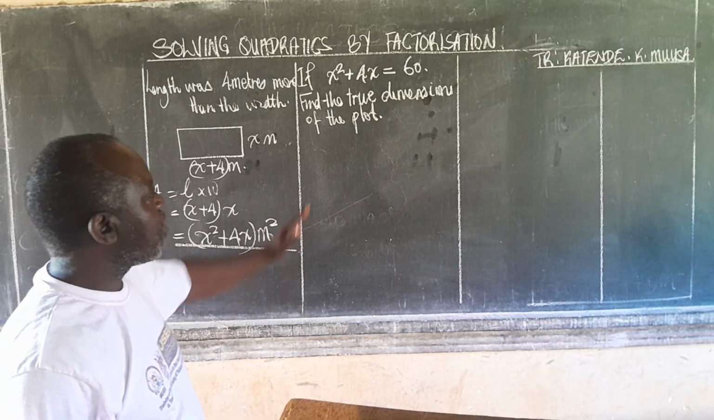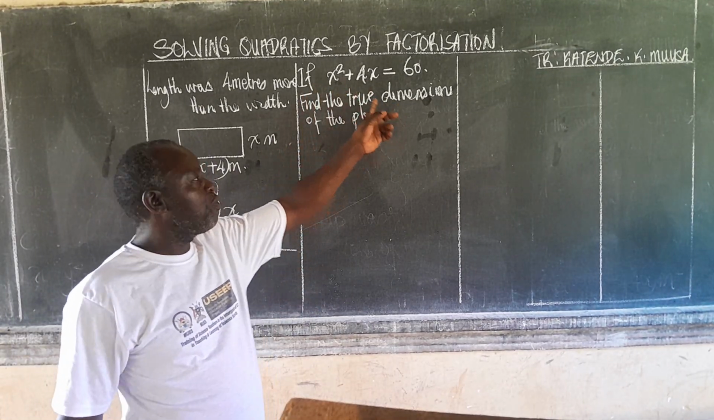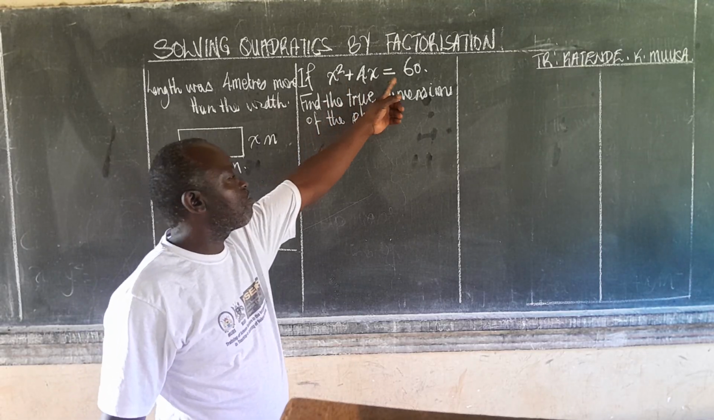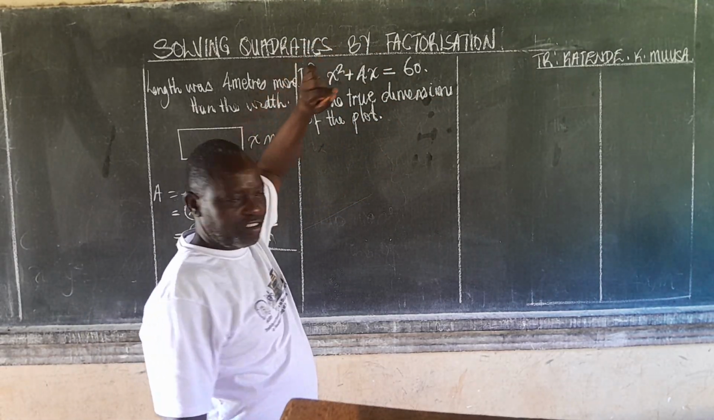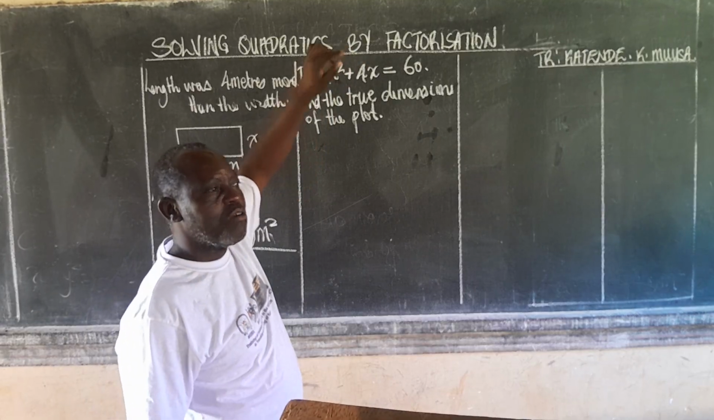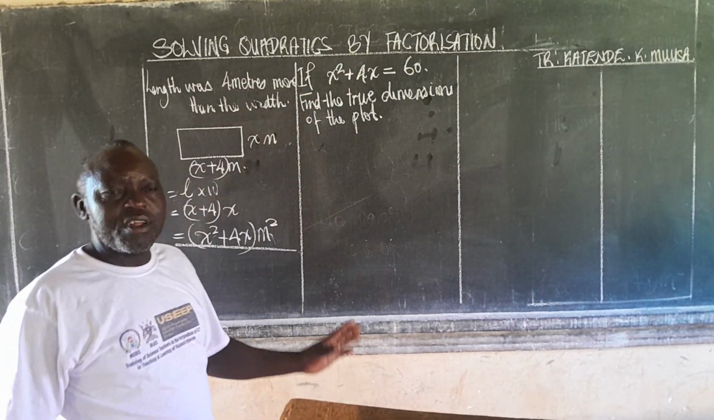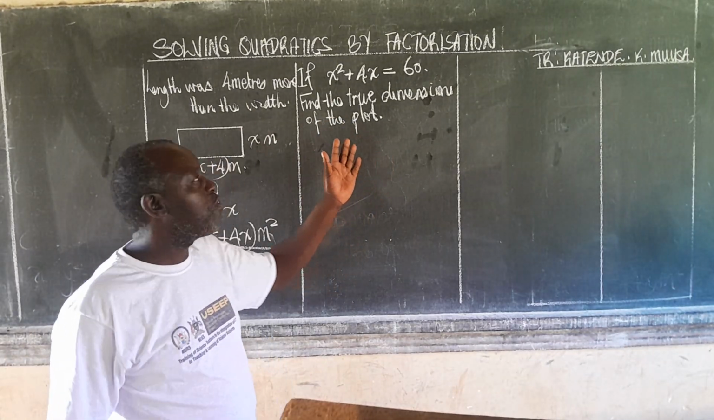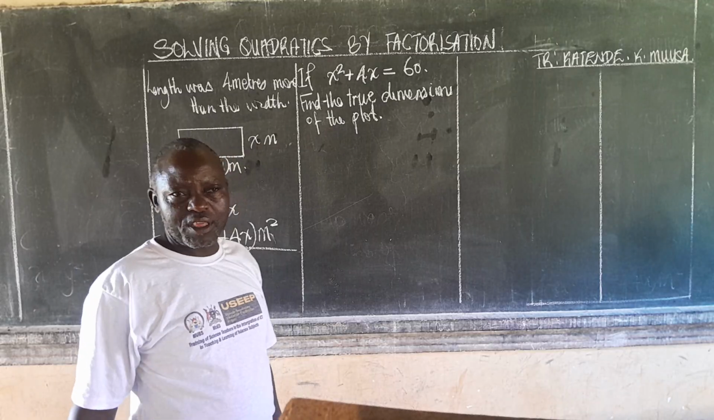Now when we have such, we have the quadratic equation x squared plus 4x equals 60. We want to solve for the value of x, and when we get the value of x, we shall substitute in to get the length and then the width. Therefore, as per today, we are going to have a look at how we could solve quadratics by the factorization method.